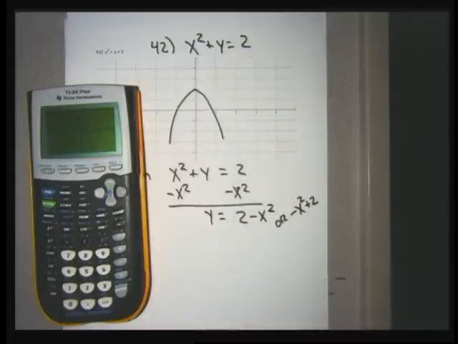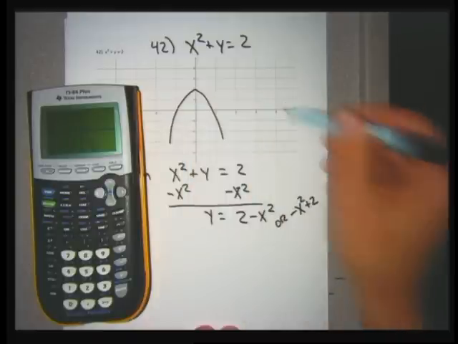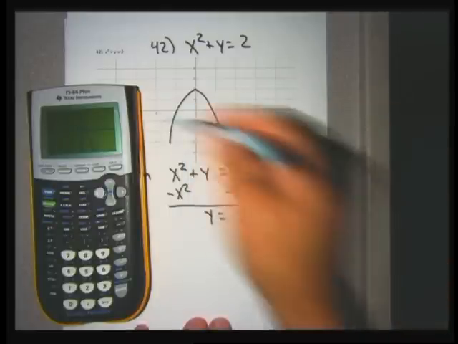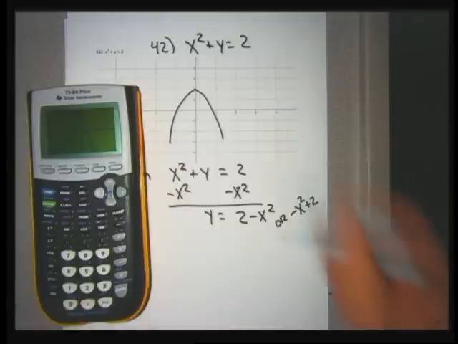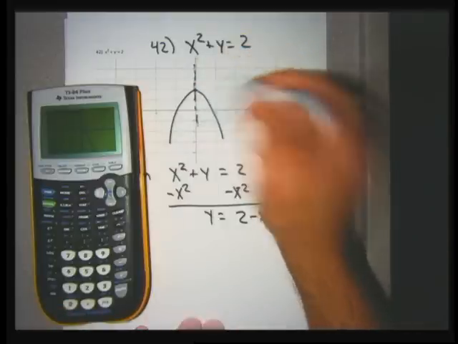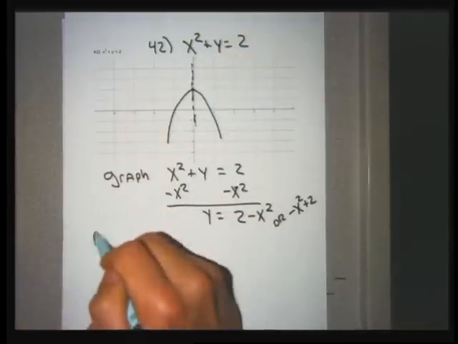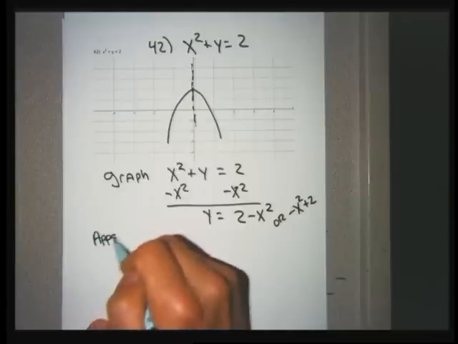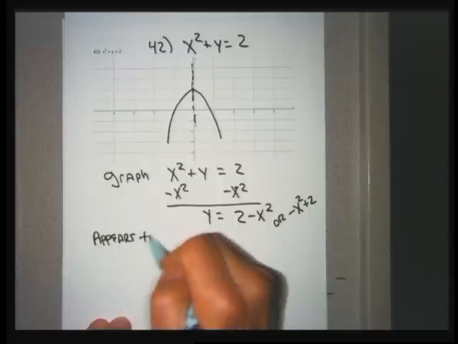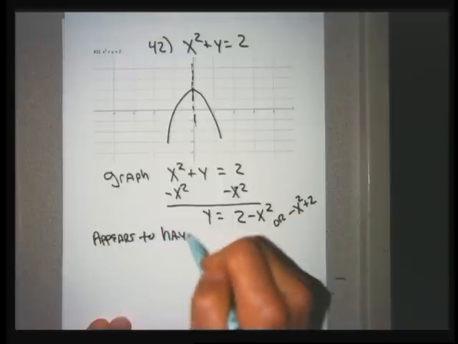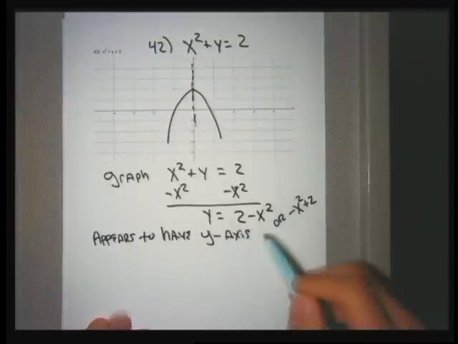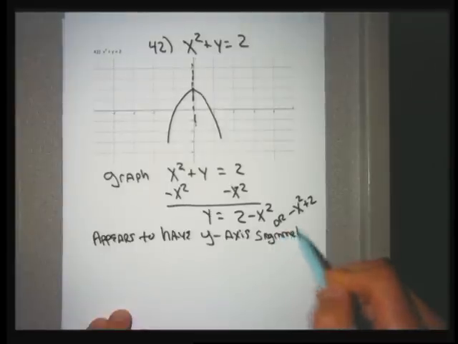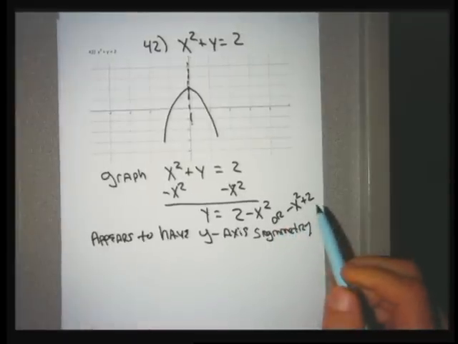When I look at that, it doesn't look to be symmetric to the x-axis. It doesn't look to be symmetric to the origin. The x-axis doesn't produce equal images above and below the x-axis. Flipping it over, I don't get the same thing. It appears to have y-axis symmetry. And if this was a test question and you didn't show any algebra, then I couldn't give you points.